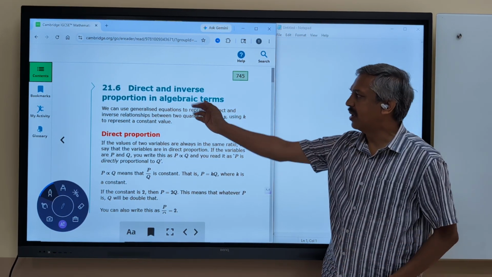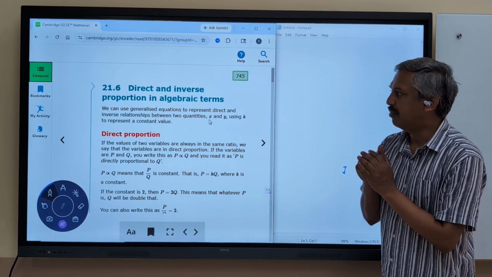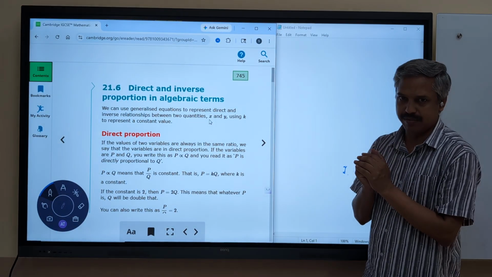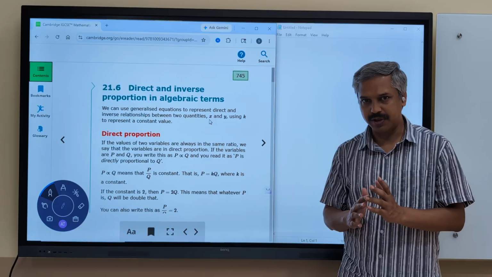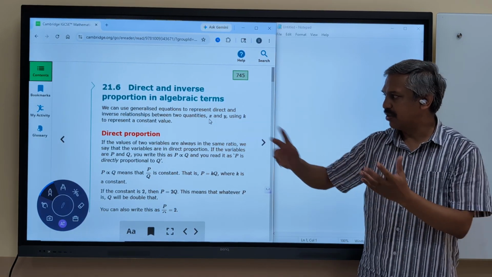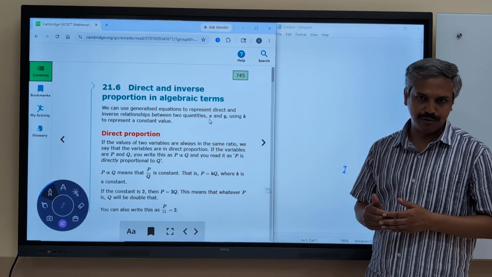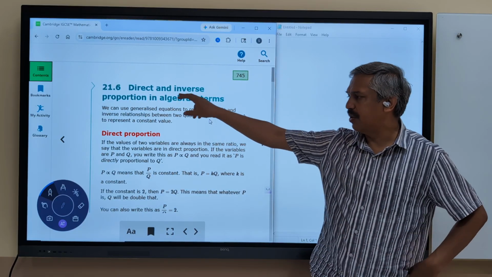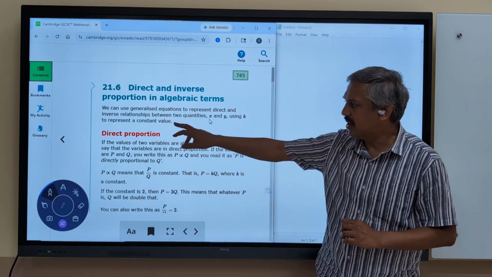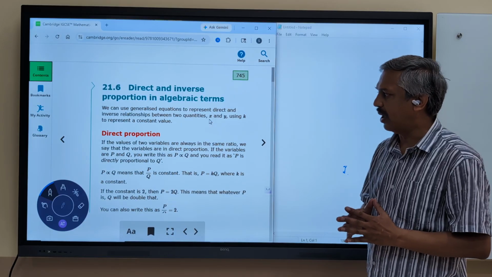So today's topic is direct and inverse proportion in algebraic terms. We have already seen what is a direct proportion and what is an inverse proportion. Now we'll see the algebraic terms for that and try to solve some problems based on it. We have discussed what direct and inverse proportion are briefly. Let's revise that very quickly.